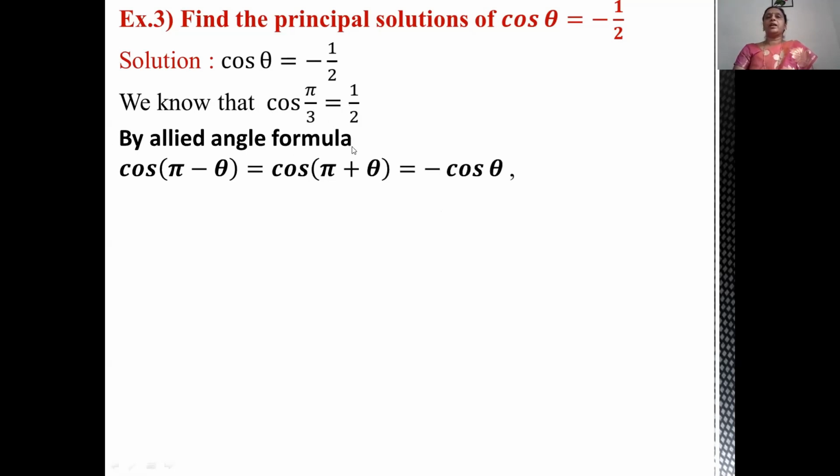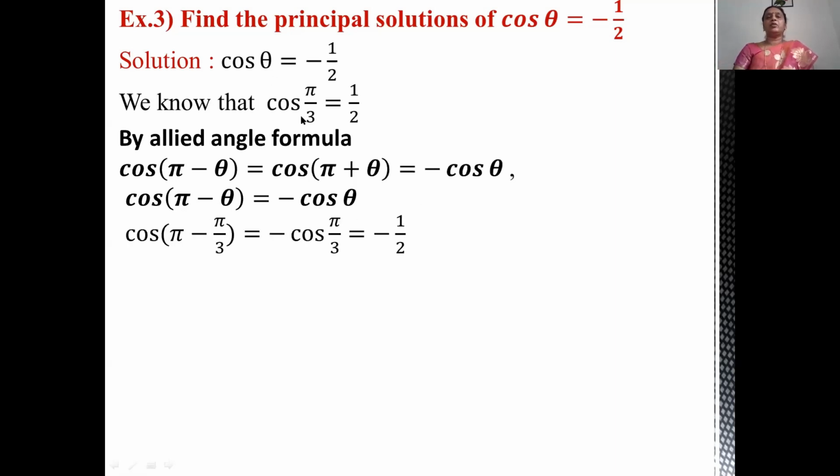Now from the allied angle table, we get two formulas. Cos pi minus theta is equal to minus cos theta, and cos pi plus theta is equal to minus cos theta. I have written the two formulas here combined. Now take cos pi minus theta is equal to minus cos theta. And see here, we know that at pi by 3 the value of cos theta is half.